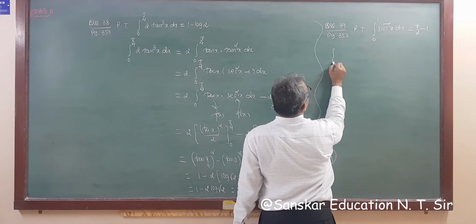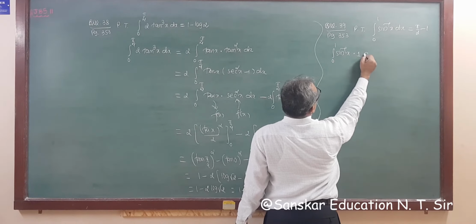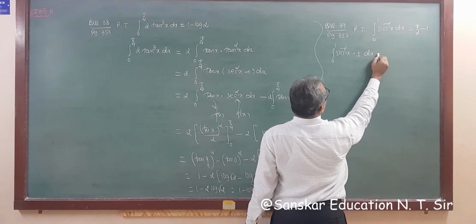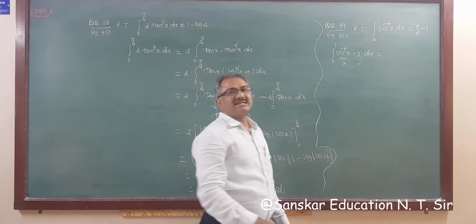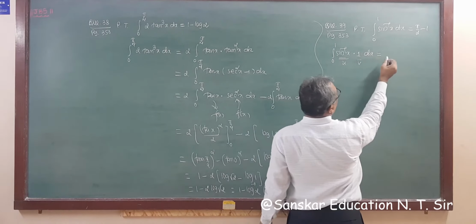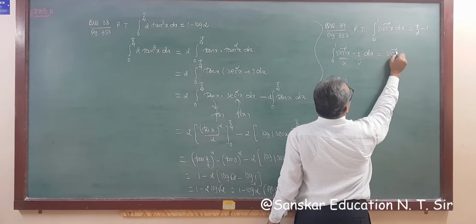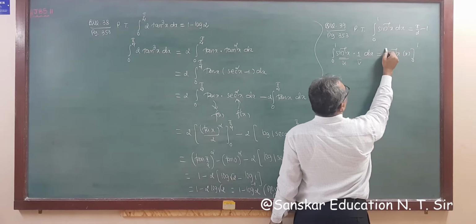So this is integration from 0 to 1 of sin inverse x into 1 dx. Right, this is u, this is v. So this is a definite integration. So u as it is, and integration of 1 is x. So sin inverse x into x, limit is from 0 to 1, right?